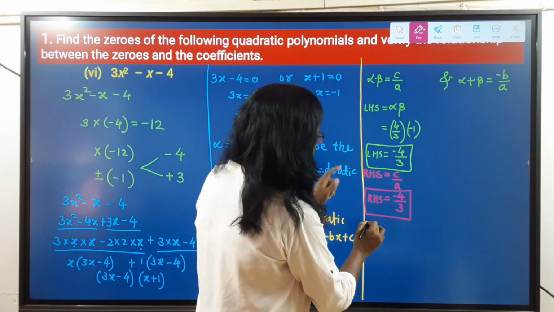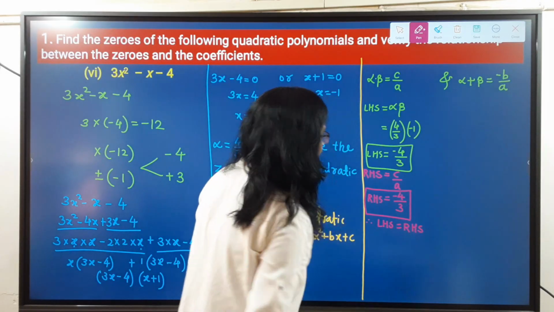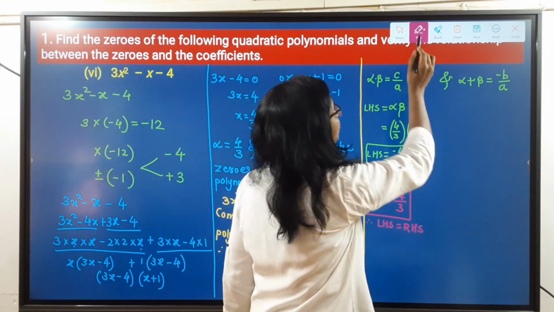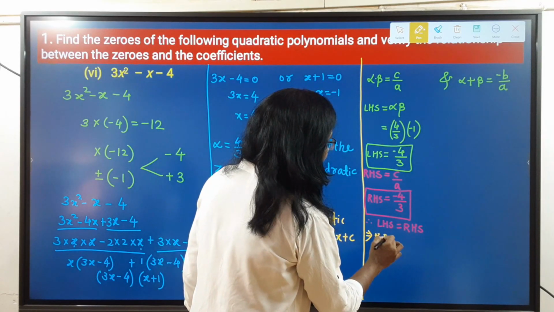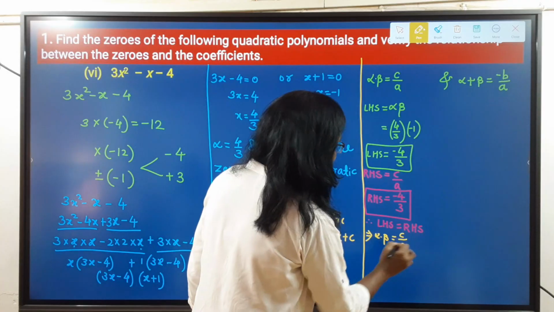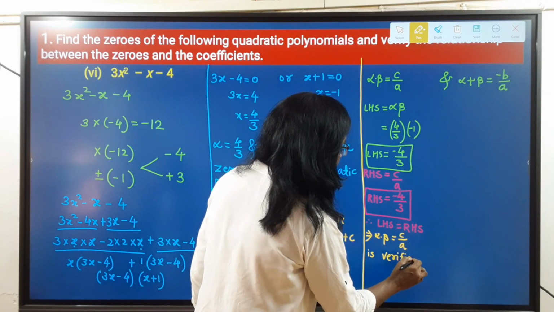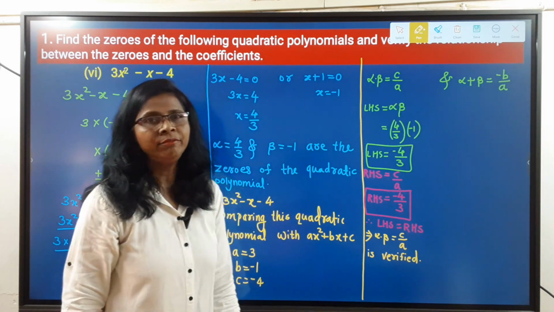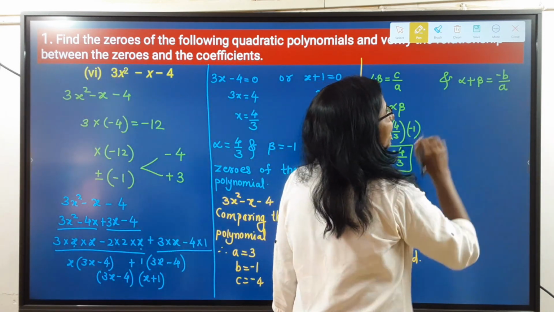So here, students, carefully observe, LHS is equal to RHS. And that means, students, it means that alpha into beta is equal to c upon a is verified. Now here, students, the second part, that is alpha plus beta is equal to minus b upon a.